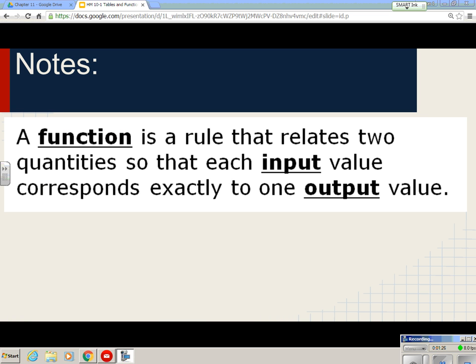All right, today we're going to work on the rules of functions. So what is a function? Well, hopefully write this down. A function is a rule that relates two quantities, so two values, so that each input value corresponds exactly with one output value. So what you put into your problem will give you a value that is appropriate when it goes out. Input, output.